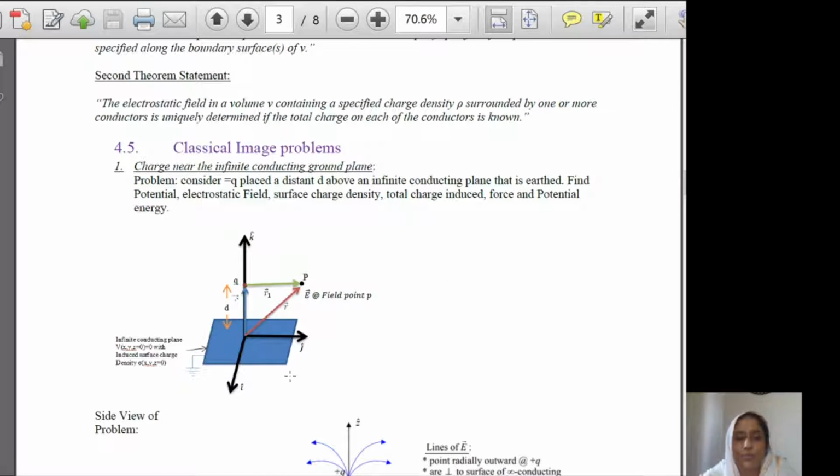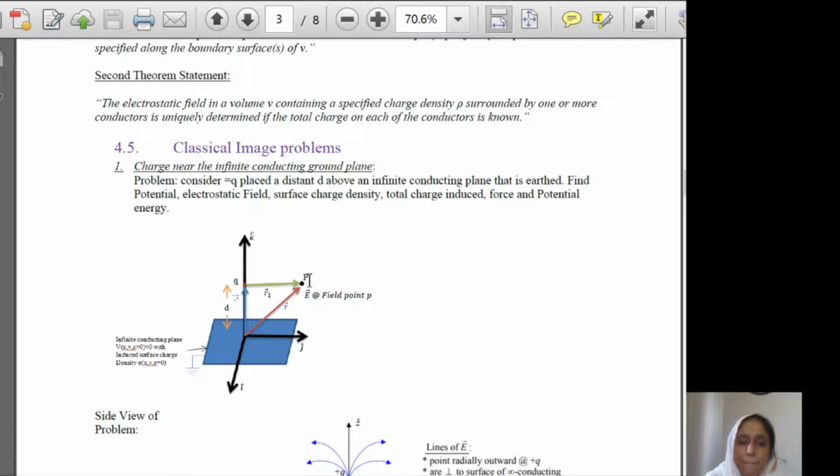Let's suppose I have an infinite conducting plane. I have a charge Q over here, placed at the distance d from the plane, and I want to find the electric field and electric potential at this point P. Now, the problem says: consider a charge Q placed at the distance d above the infinite conducting plane that is earthed. I have made it ground, earthed. Find the potential, electrostatic field, surface charge density, total charge induced, force, potential energy, etc.